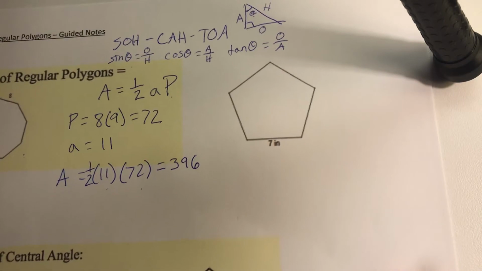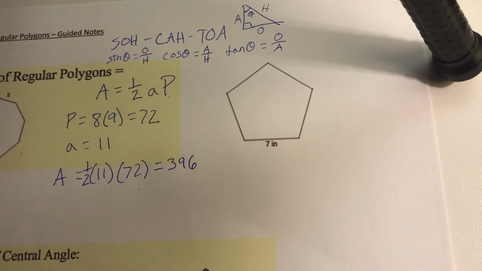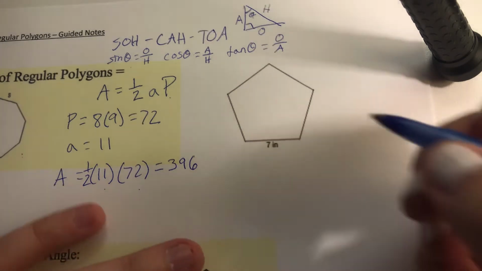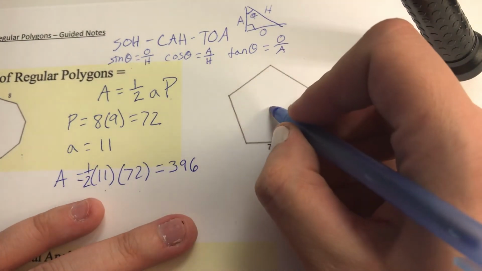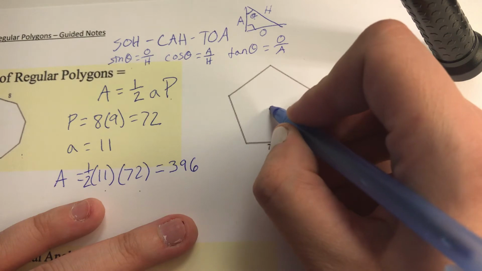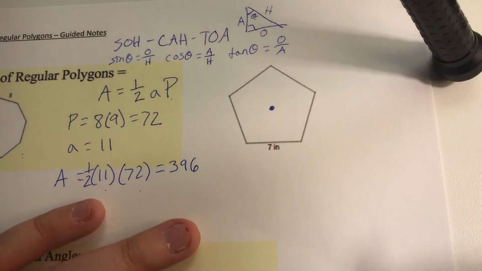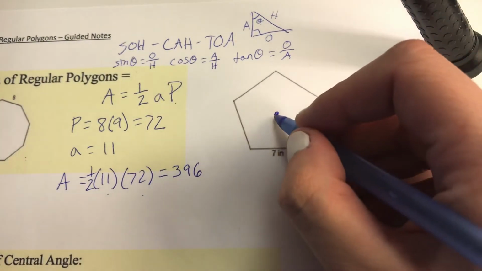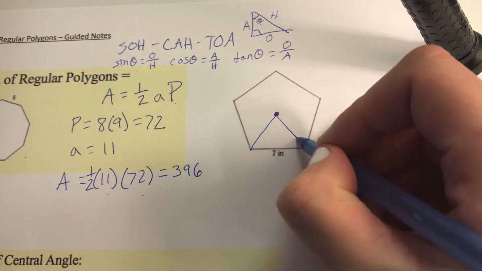All right, so this is where we're going to have to use our SOHCAHTOA. But first, let's talk about what we need to use that. Looking at this example, taking the center of this polygon, I can create a bunch of little triangles.